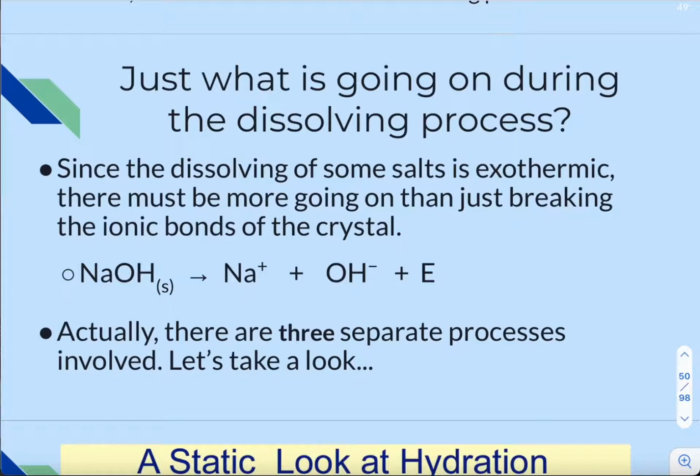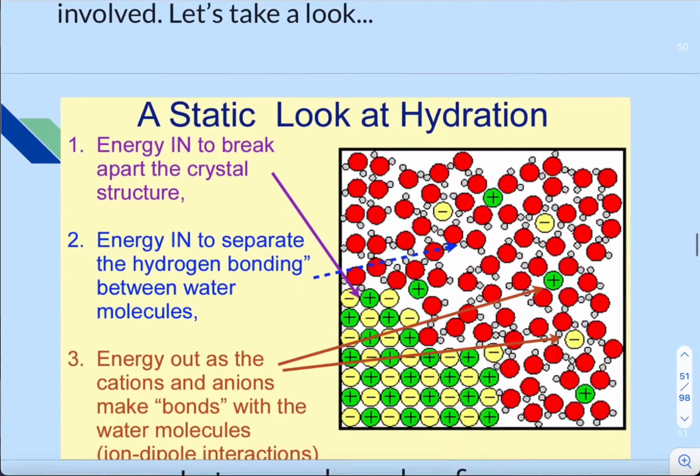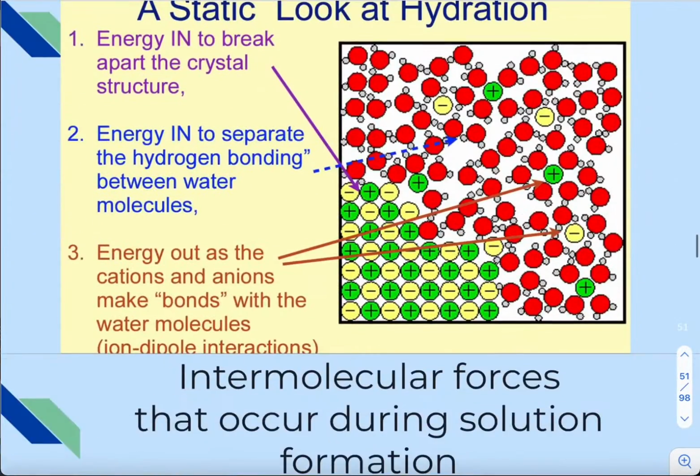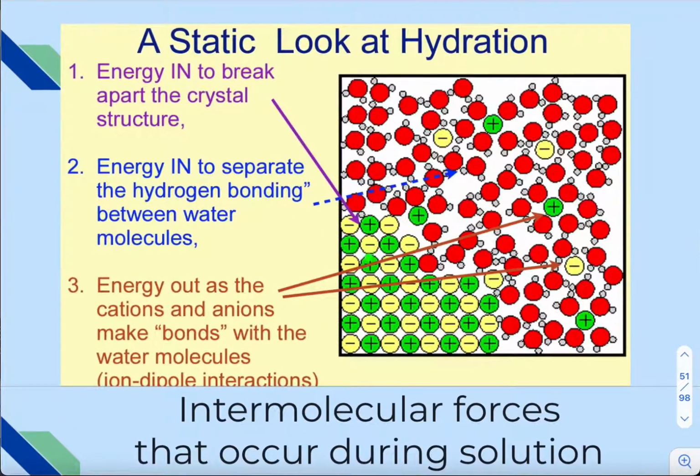So there's a lot more going on. There are 3 separate processes. Even though you're not seeing that in the reaction, let's take a look at this in 2 different diagrams. So we have this crystal structure, and we're going to talk more about the structure of solids later on this year, but we have this crystal structure. This should look familiar. We have positive and negative ions right next to each other, okay? So in order for NaOH to dissolve, energy needs to go in to break apart the crystal structure.